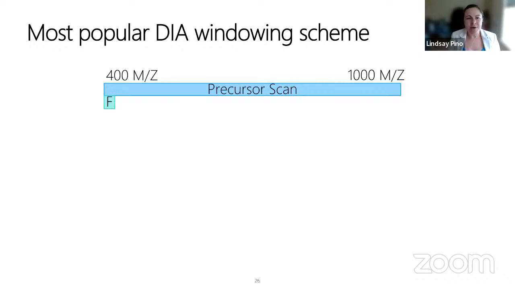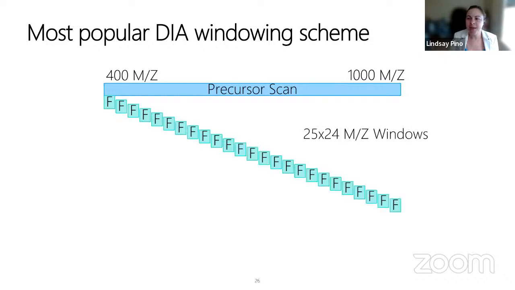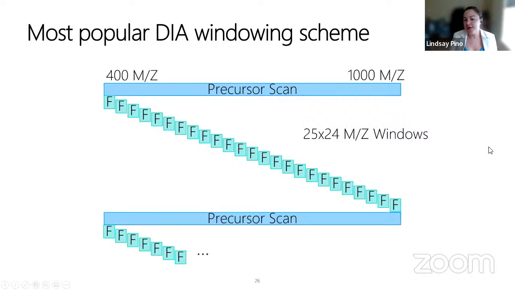I think this is the most popular DIA windowing scheme that I tend to see on Orbitraps. If you're on a TOF instrument, I'm not quite as up to date with TOF instruments, but you take each one of these fragment scans, you take 25 of these fragment scans, and each one of them is 24 MZ wide, covering 400 to 1,000 MZ. You take another precursor scan, and then you start all over. Another 25 windows of 24 MZ width. So now you've covered everything.